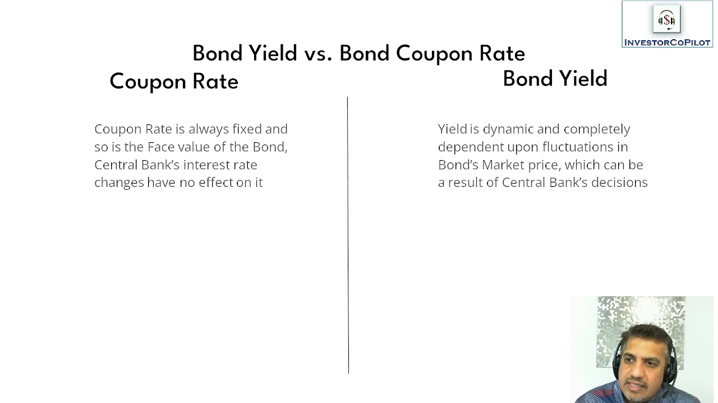Coupon rate is always fixed, and so is the face value of the bond. Central bank's interest rate changes have no effect on it. So central bank would be in case of Canada, Fed would be in the case of US. They, as we know, change interest rates. The interest rates go through a lot of transition, but it does not affect the coupon rate of a bond. However, bond yield is dynamic and completely dependent upon fluctuations in the bond's market price, which can be a result of central bank's decision. We'll elaborate on these concepts more later in this video series.